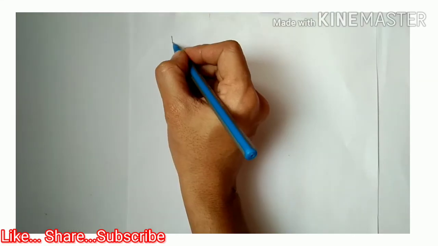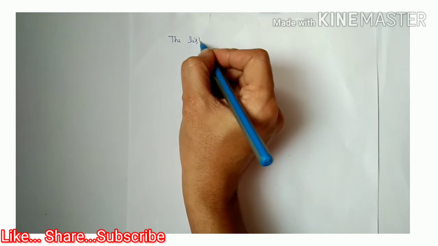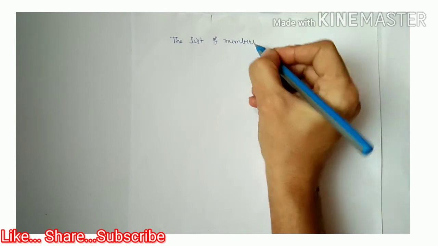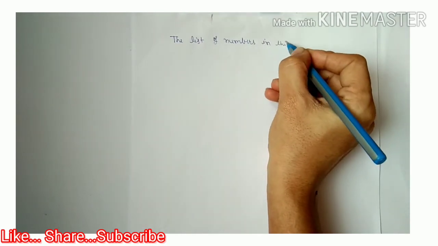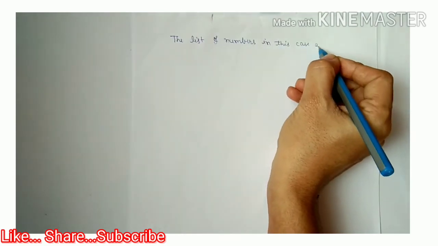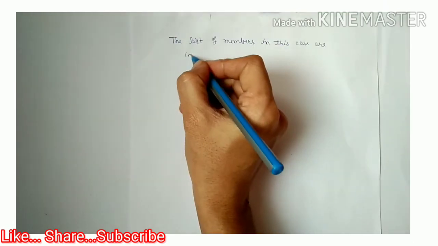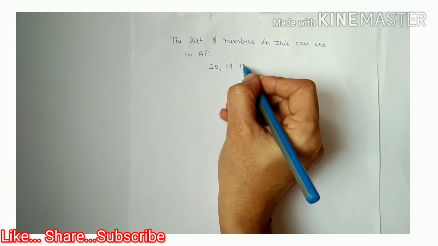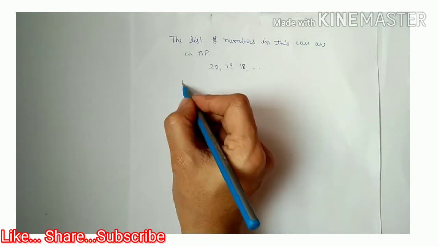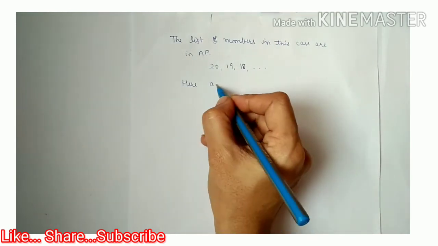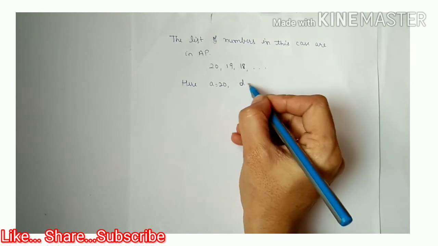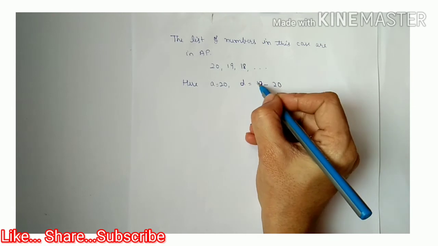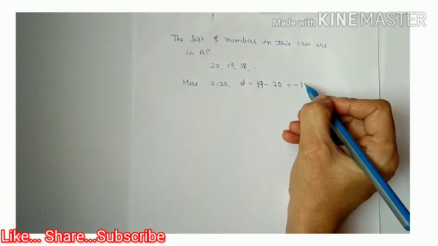The list of numbers in this case are in AP: 20, 19, 18 and so on. Here the first term is 20, and the common difference is the second term minus the first term, 19 minus 20, which is minus 1.